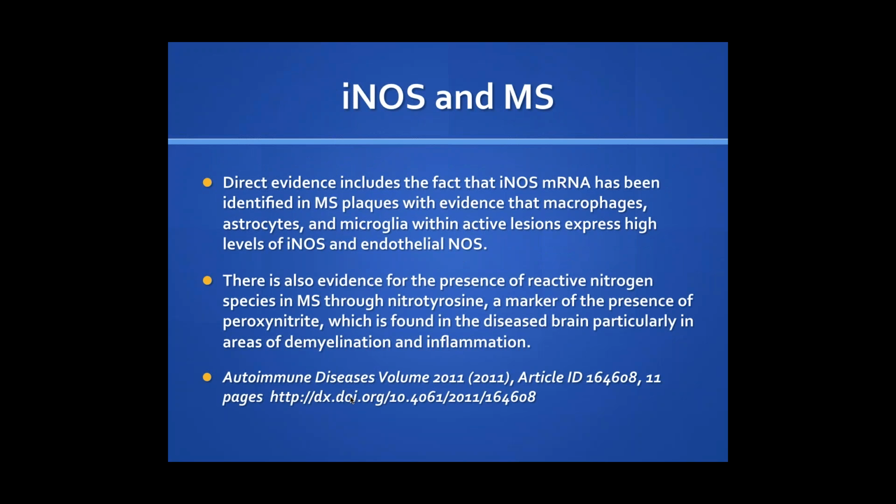Direct evidence includes the fact that inducible nitric oxide synthase mRNA has been identified in multiple sclerosis plaques, with evidence that macrophages, astrocytes, and microglia within active lesions express high levels of inducible nitric oxide and endothelial nitric oxide. There's also evidence for the presence of reactive nitrogen species in MS through nitrotyrosine, a marker of the presence of peroxynitrite, which is found in the diseased brain, particularly in areas of demyelination and inflammation.